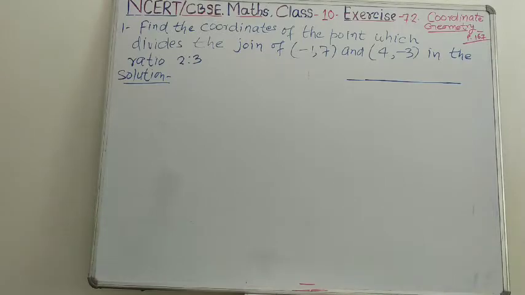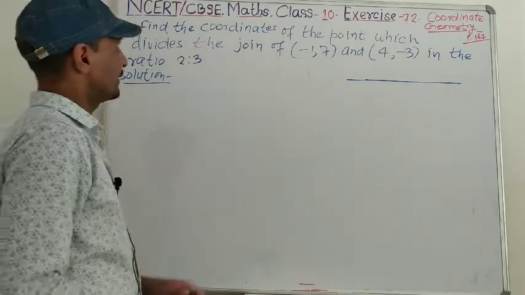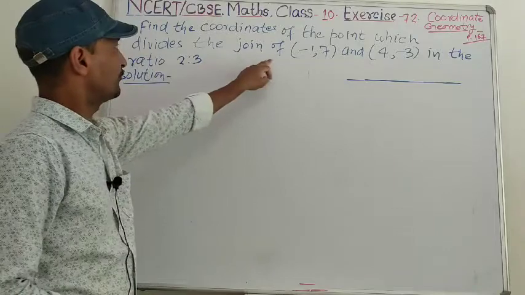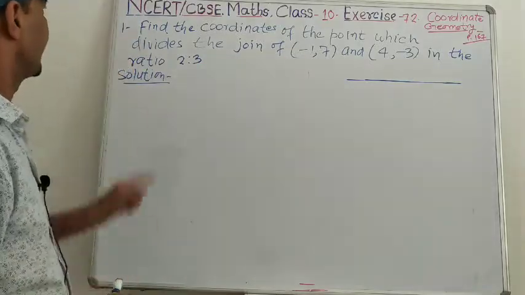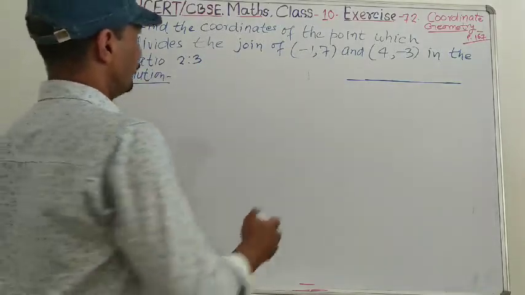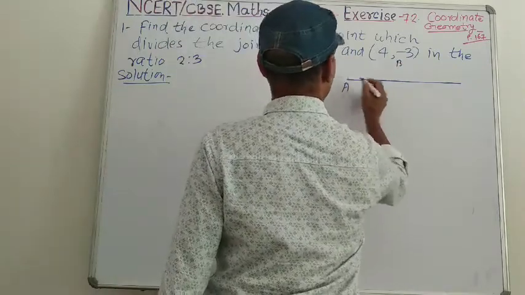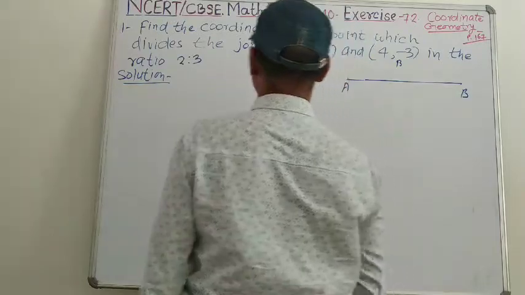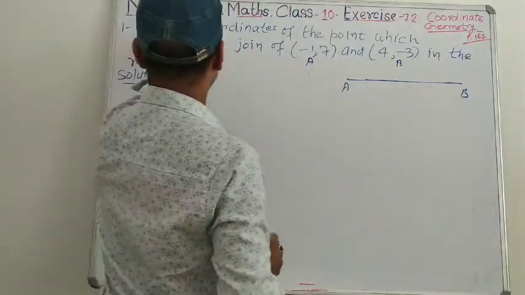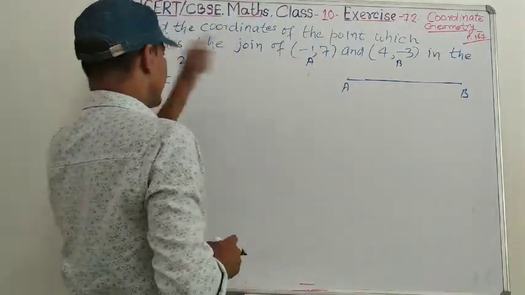So now see, question number 1 is: find the coordinates of the point which divides the join of (-1, 7) and (4, -3) in the ratio 2:3. We have 2 points, suppose A and B. 2 points here, A and B. And we have to find the coordinate of the point which divides.